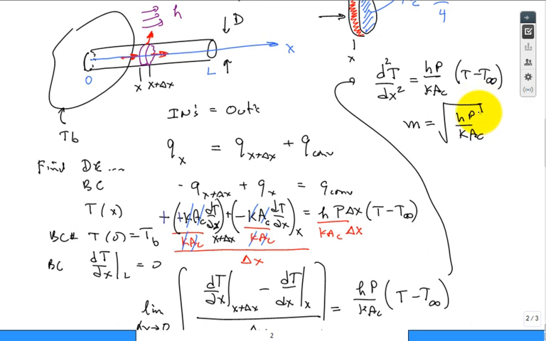Maybe in your math class you saw that and you say, why are they introducing this parameter? It's kind of a funny parameter. And then the equation becomes the second derivative of temperature with respect to x squared equal to m squared times T minus T infinity. Why did they introduce m squared? Well, probably because they want to take the square root of that later. And the square root of m squared is simply m. Pretty slick.